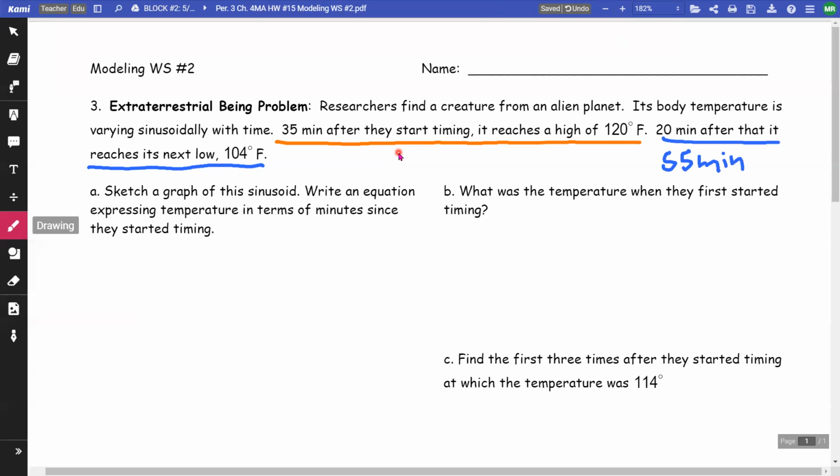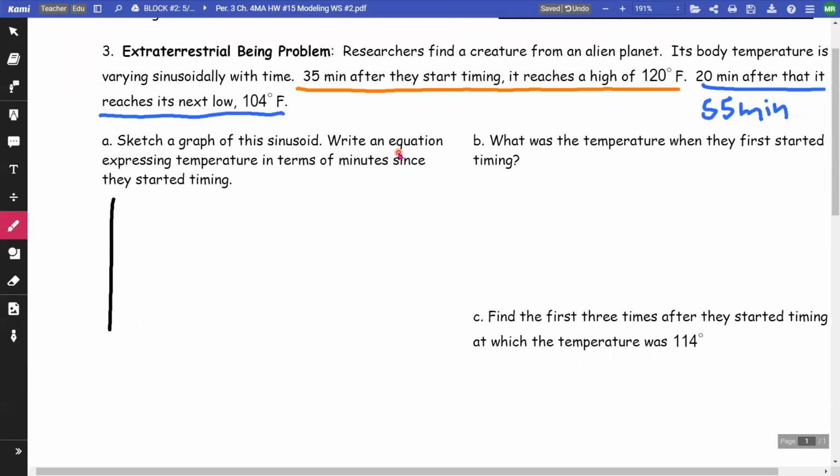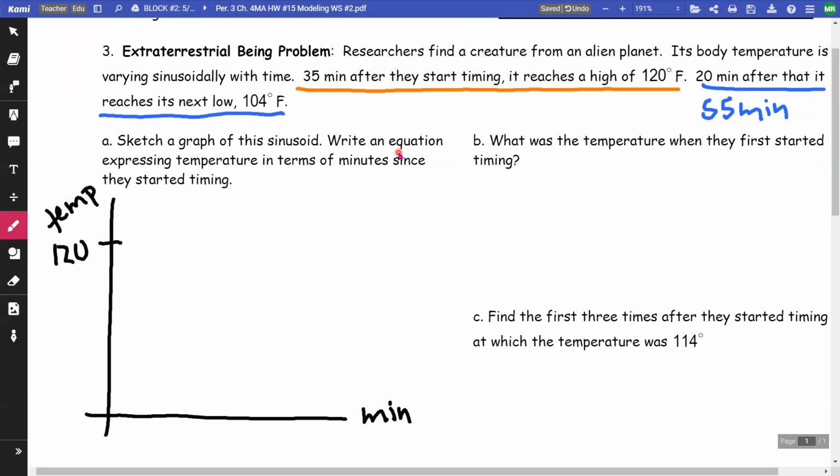So to start sketching this, this is going to be temp and minutes. And temp. And the high is 120 degrees. The low is going to be 104. And we need to figure out the middle.